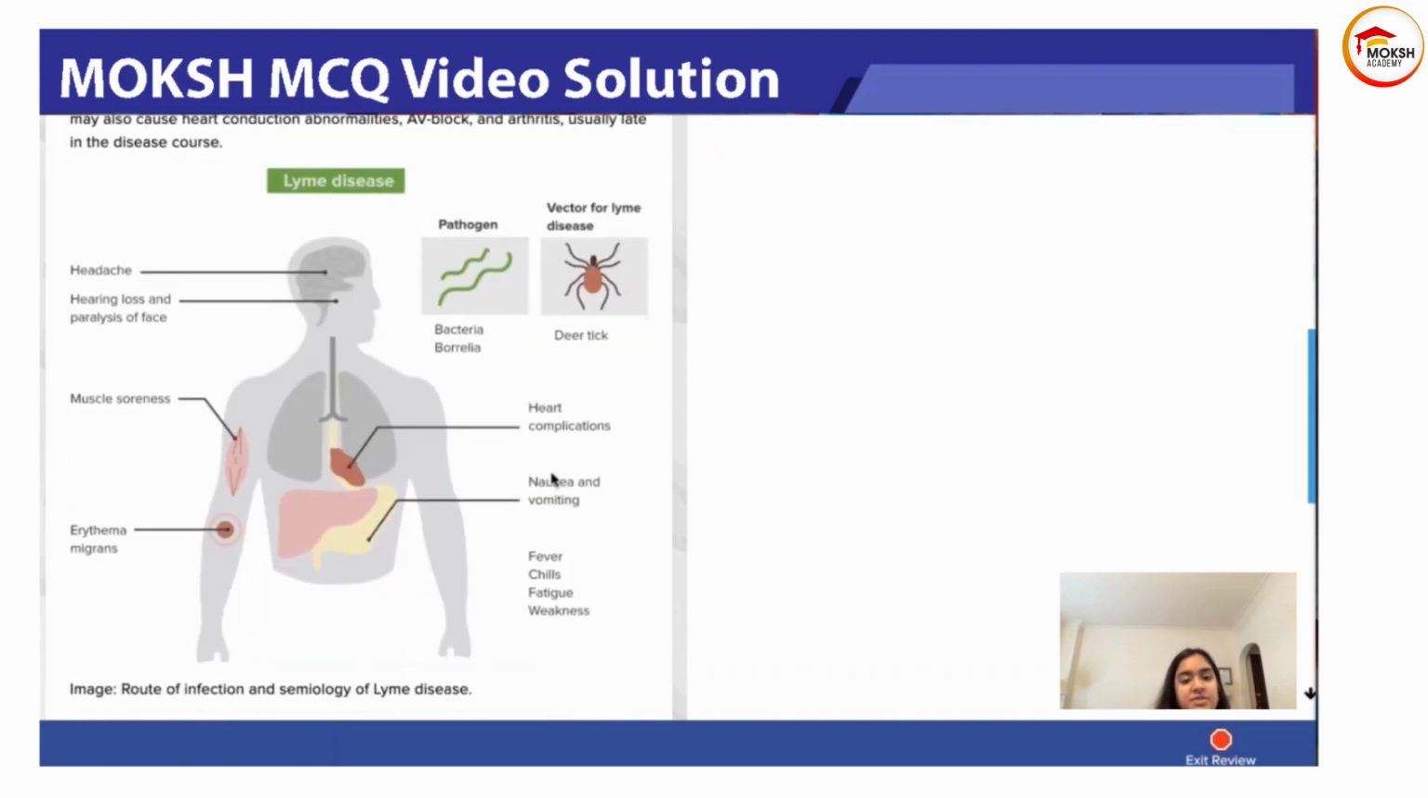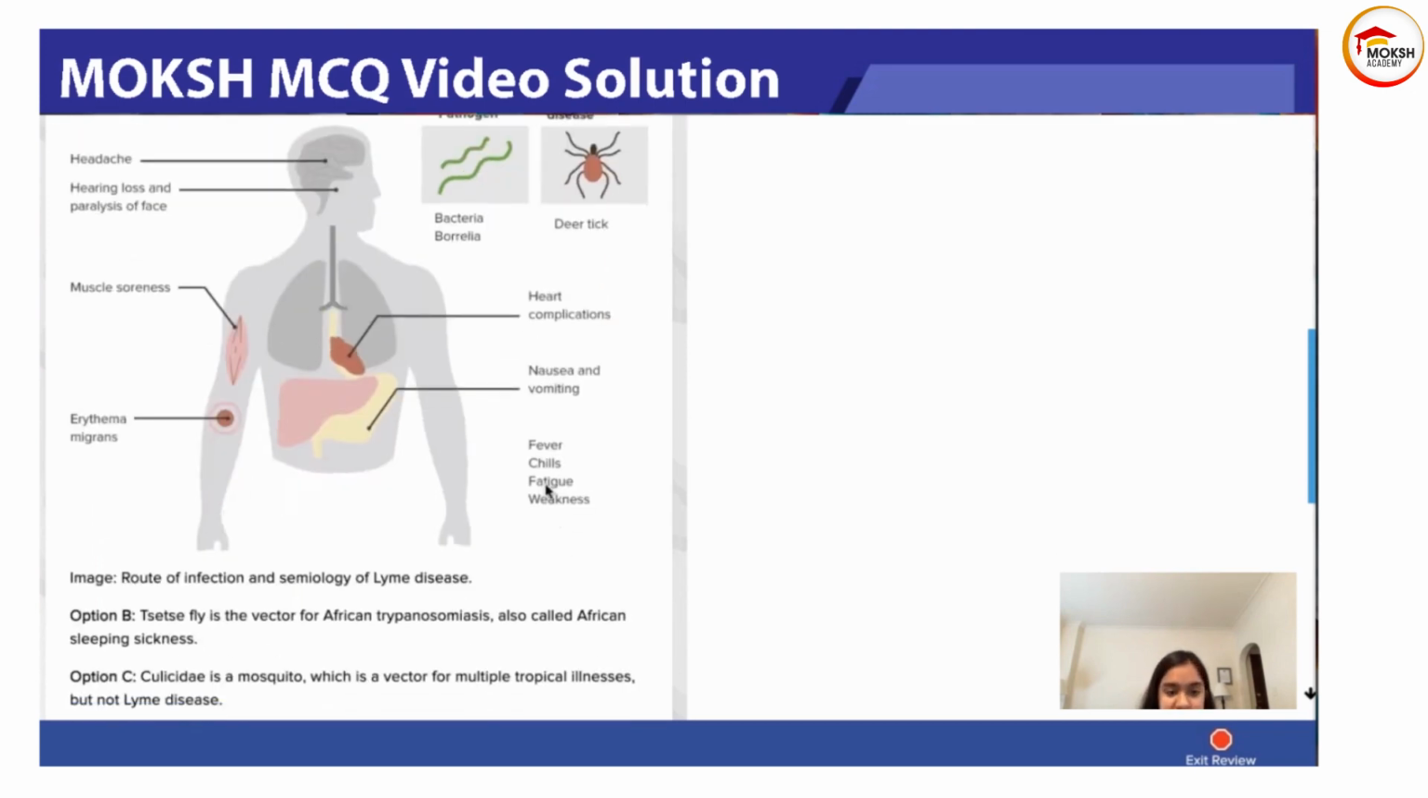Here they've just summarized some of the symptoms that we can see with this infection. That would be headache, hearing loss, paralysis of the face, muscle soreness, erythema, migraine. This is the target rash that you see. Then heart complications and other non-specific symptoms.